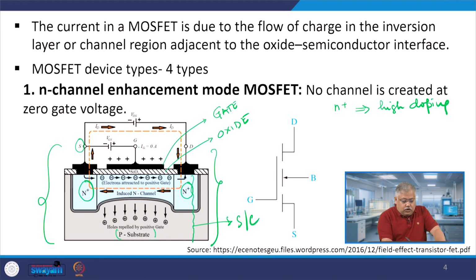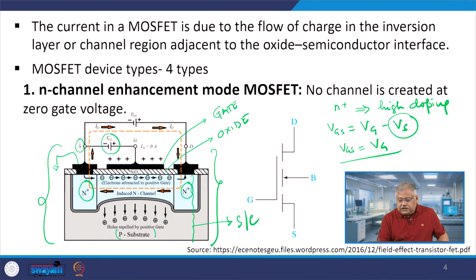If you have a p-type substrate and you want an inversion layer, you apply a positive bias on the gate, and the bias is always applied with respect to the source. Please keep this in mind. In most processes, the source is grounded, so when I say VGS, I mean VG minus VS. Since VS is grounded, VGS always equals VG because VS equals 0.